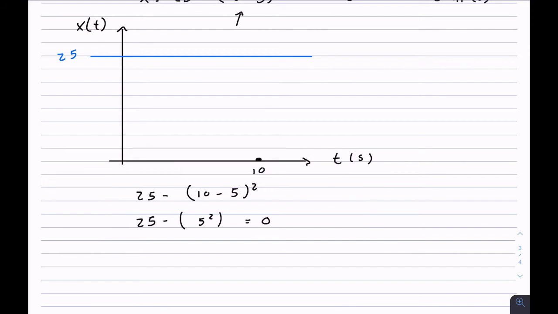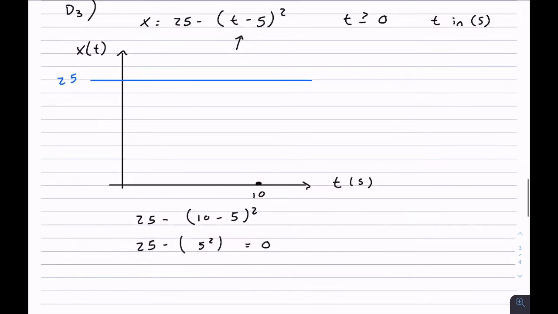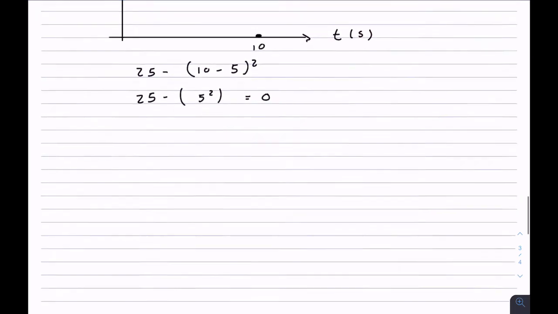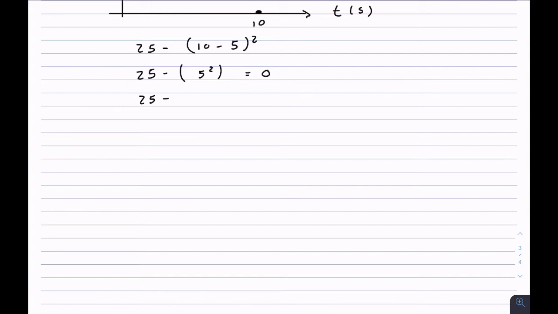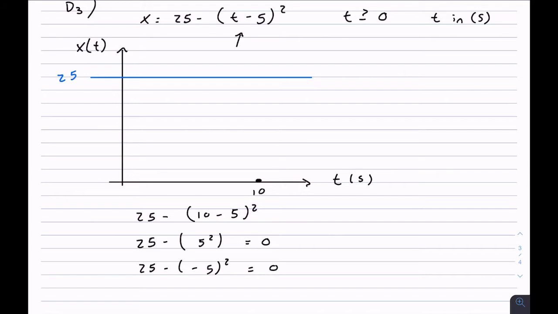Leave that there. All right, what else can we say? What happens at t is equal to 0? We have negative 5 squared. So x is also going to go to 0 at that point. So we have 25 minus negative 5 all squared. That's also equal to 0. Don't believe me? Plug it in. Okay. All right, cool.